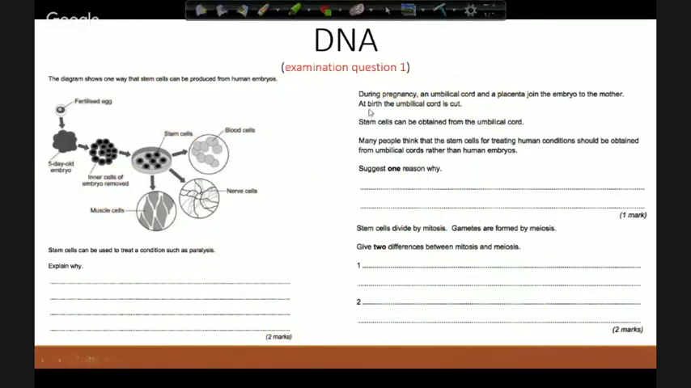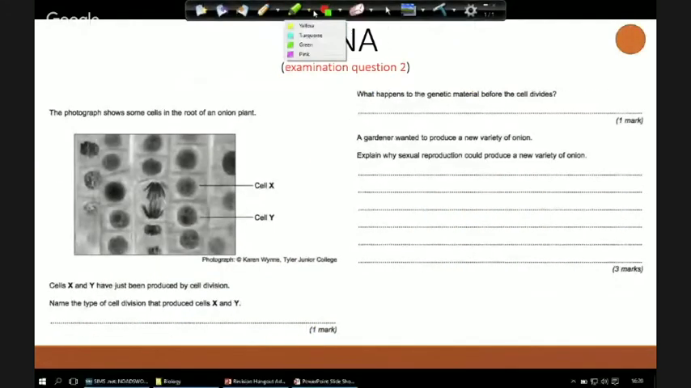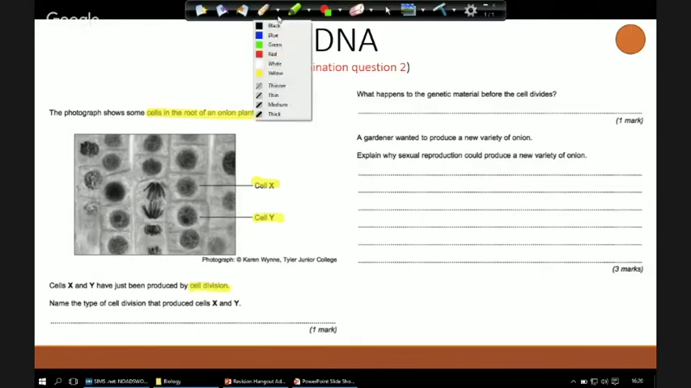Okay, the second question for DNA. We've got ourselves some cells in a root of an onion plant. We've got cell X and Y. Cells X and Y have just been produced by cell division. Name the type of cell division that produces cells X and Y. Well, this will be mitosis. We're in the root of an onion plant, nothing to do with the sex cells of a plant. So it's mitosis.